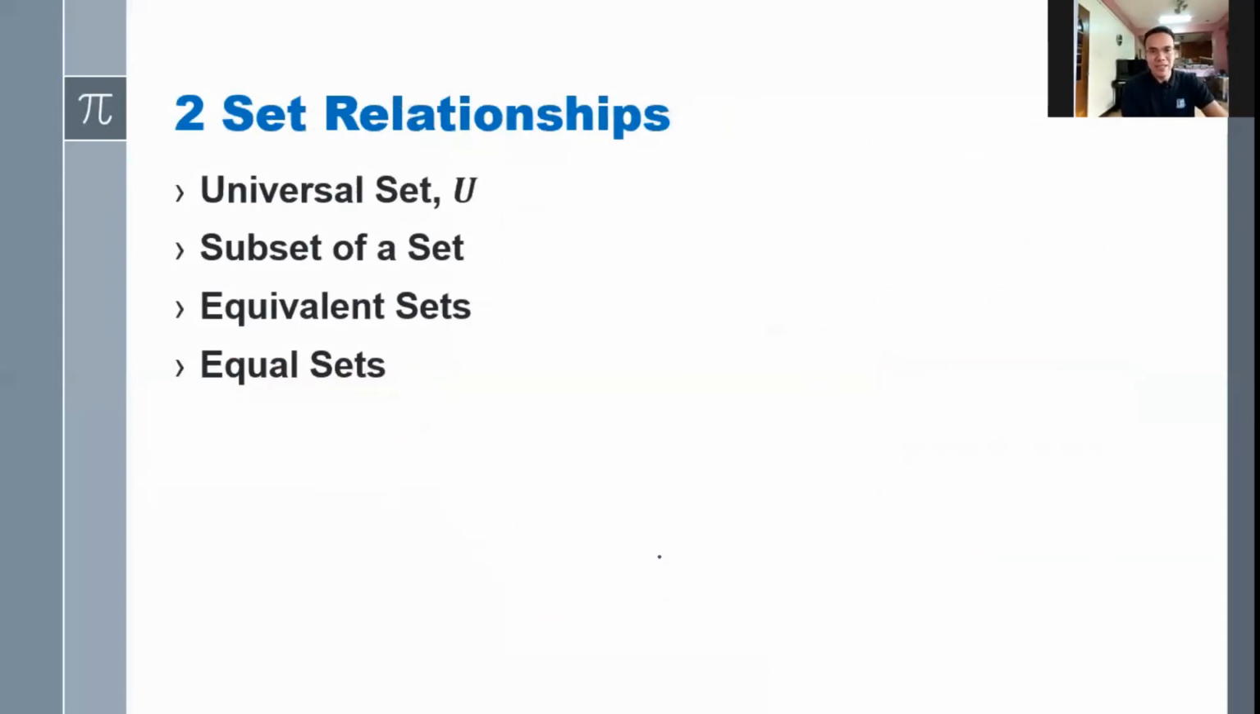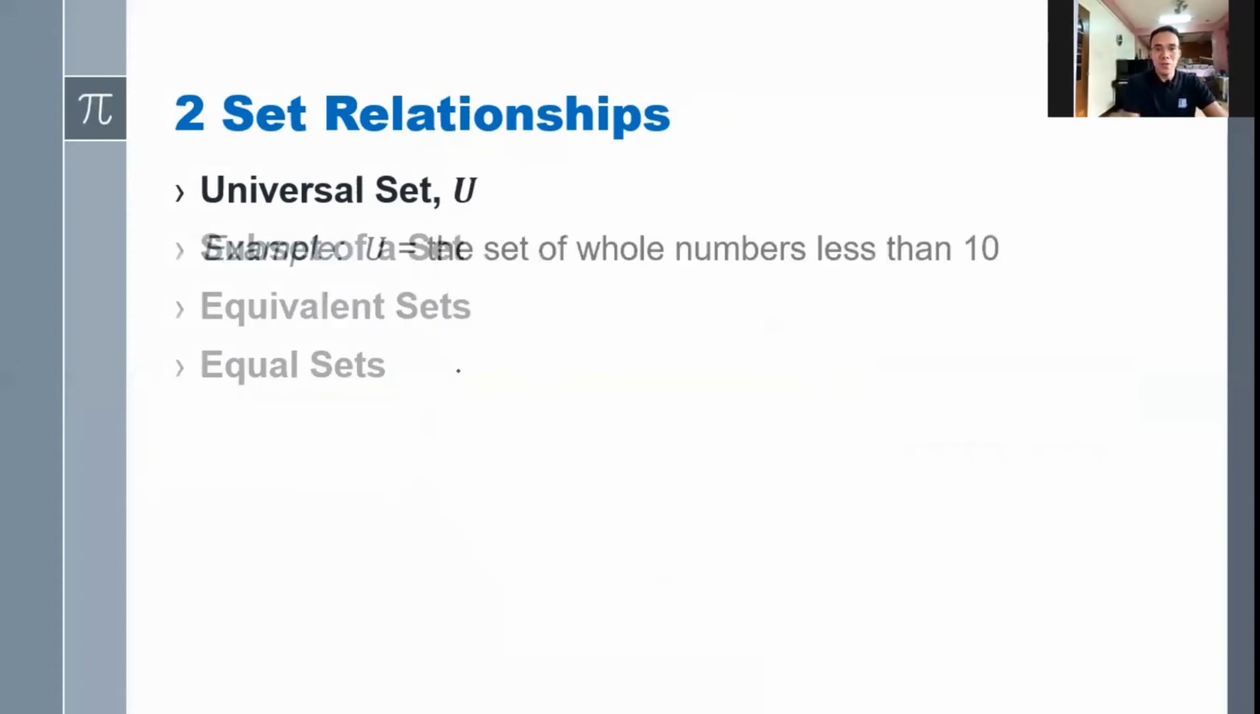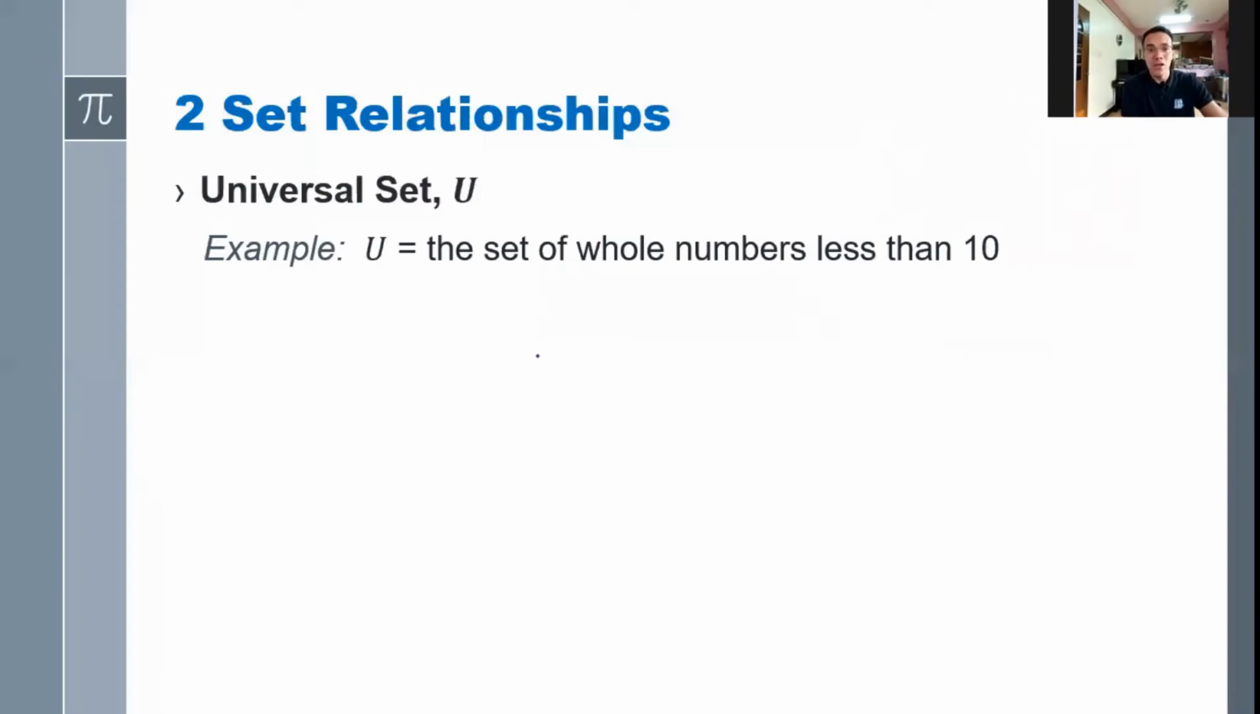Next, let's have set relationships. In this topic, we're going to talk about universal set, denoted by U, subset of a set, equivalent sets, and equal sets. Let's start with the definition of universal set, or the U.